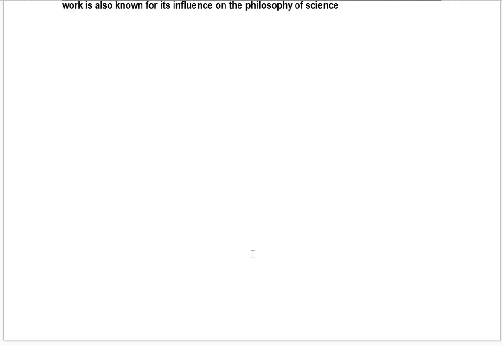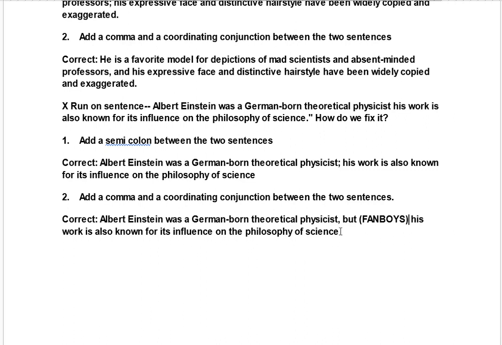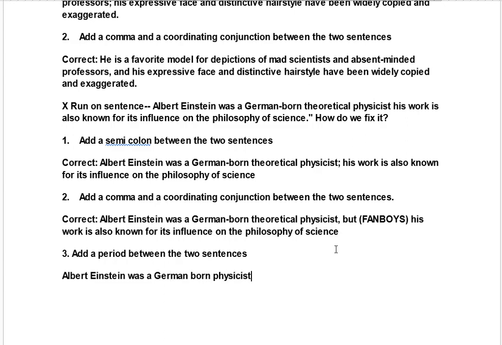So that's correct. And you could also add a period. That's what's missing. So here you can add a period between the two sentences. So you would have, Albert Einstein was a German-born physicist, period. His work is also known for its influence on the philosophy of science. There you go. So those are three ways in which you can fix a run-on sentence.